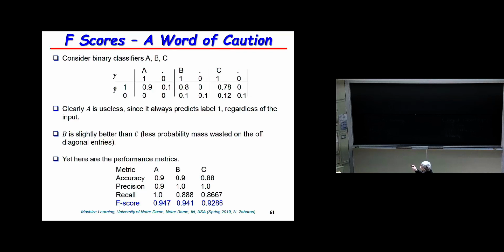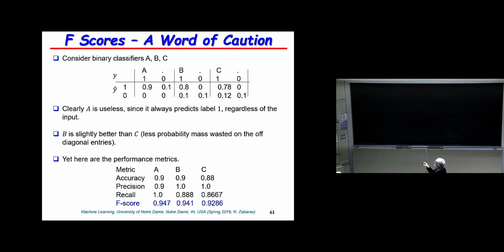Cannot be the case. Now, if you compare B and C, they look similar. The only difference is that the misclassifications are more for C than for B, because you can see here 0.12 of things that even though they are positive, are declared negative, and here it's 0.1. So in some sense, you anticipate B to be better than C.